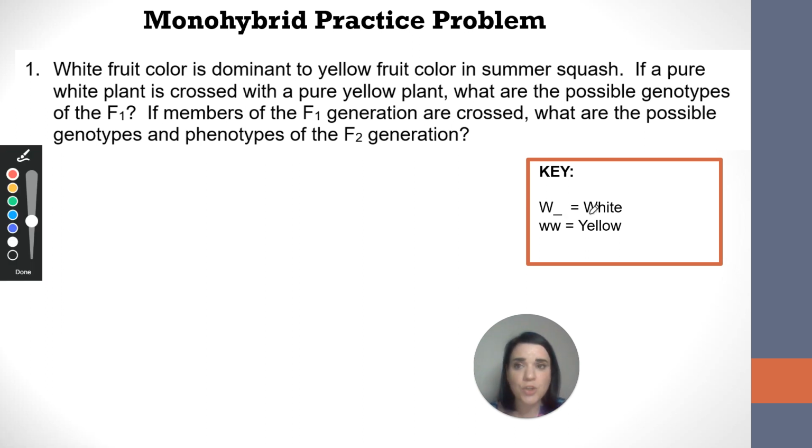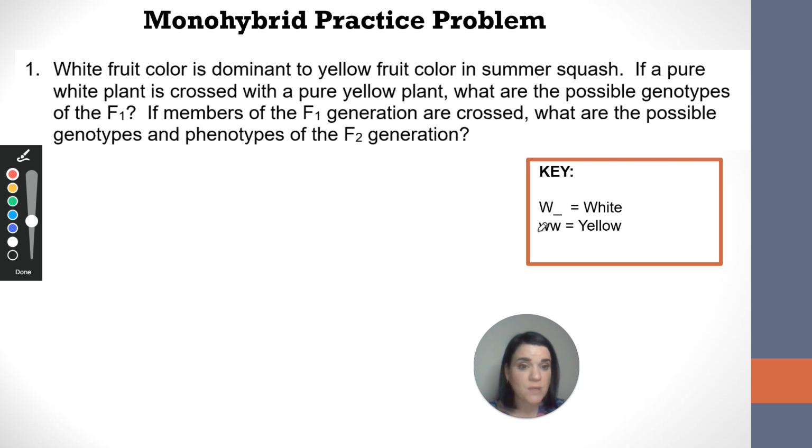Okay, so we're going to pick a letter to indicate these different colors. It says white fruit color is dominant to yellow fruit color. So in this key, we've decided to make W the letter for fruit color. And remember, we're going to use the same letter for both the dominant and the recessive trait. But if it's the dominant version, we're going to use a capital letter. And if it is recessive, we use lowercase.